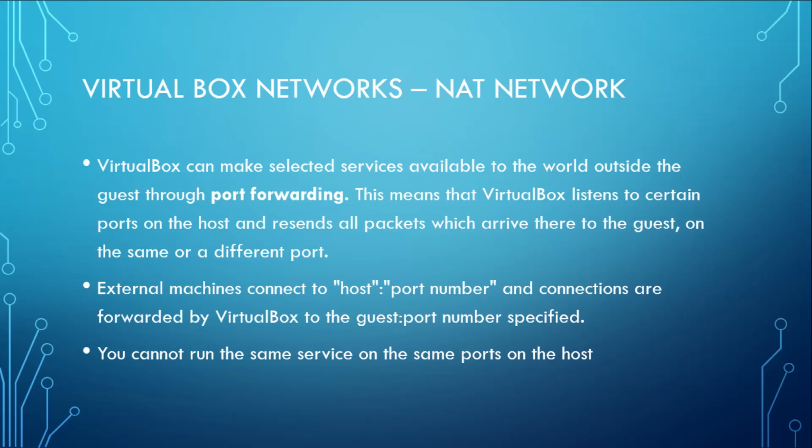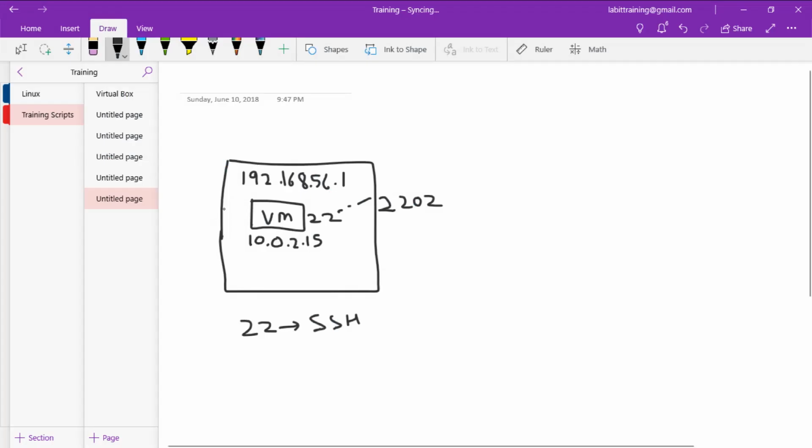Now let's go back to the drawing board to see how this is done. Now let's say this is your host virtual machine with the IP address 192.168.56.1, and this is your guest virtual machine with NAT type of network adapter configured, which means this virtual machine will get an IP address 10.0.2.15.